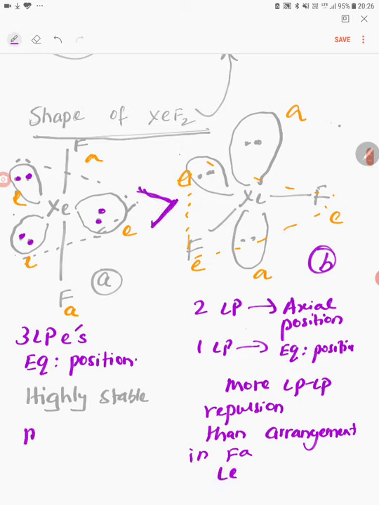So I'll write it very clearly here. This is figure A. This is less stable. We can say that figure B is particularly the least stable. Okay, we can say that this is least stable.